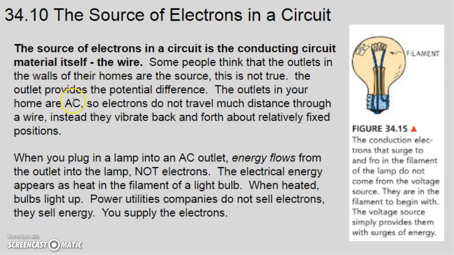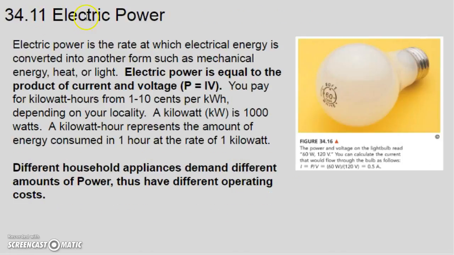The outlets in your homes are alternating current, so electrons do not travel much distance through a wire. Instead, they vibrate back and forth in a relatively fixed position. So when you plug something into an outlet, energy flows from the outlet into the lamp, not electrons. Electrons are already there. The electrical energy appears as heat in the filament of the light bulb. When heated, bulbs light up. Power utility companies do not sell electrons, they sell energy. You supply the electrons.